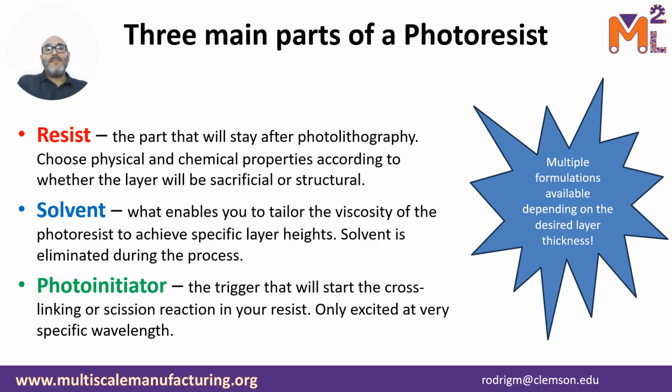So besides the photoresist and the solvent that I was telling you about, you actually require a photoinitiator. So there will be three main parts of a photoresist. You have the resist itself, like SU8, you have the solvent, and then you have the photoinitiator. That will be the chemical that actually reacts to that particular wavelength and starts the cross-linking reaction in SU8 that you will later finalize with the post-exposure bake.